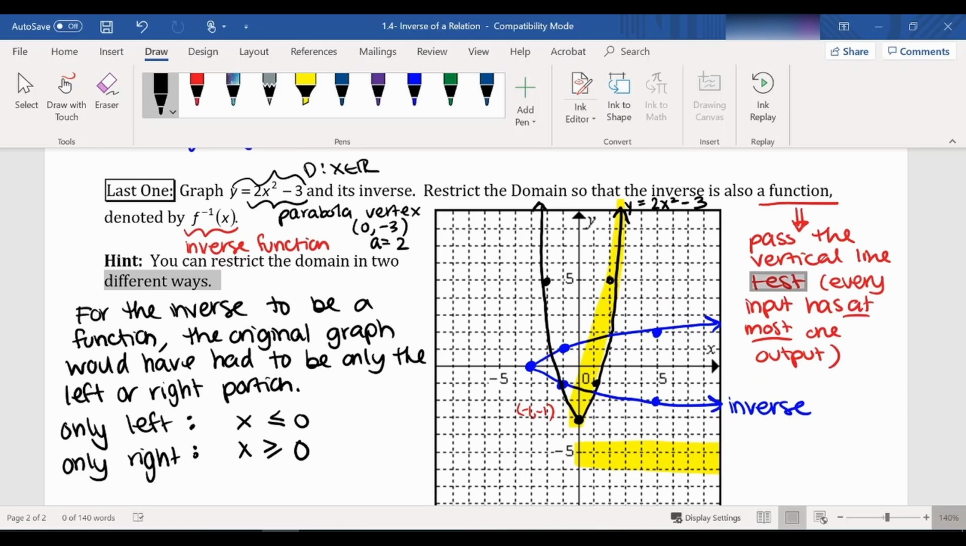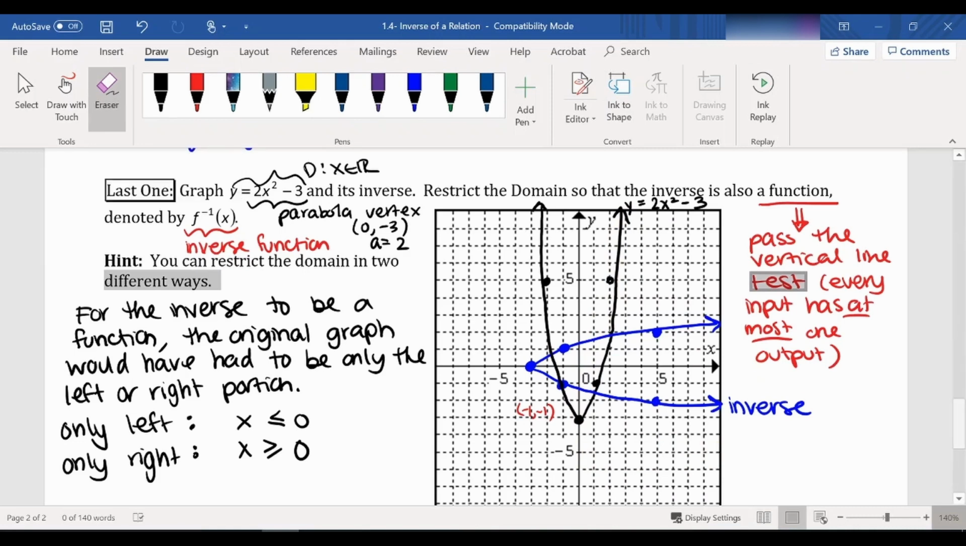So for the inverse to be a function, we could only have the top portion of the blue or the bottom portion of the blue, which would mean we could only have the left portion of the black or the right portion of the black. If we had only the left portion, x would have had to be less than or equal to 0 only. If we had the right portion, x would have had to be greater than or equal to 0 only. That would be the two different ways we could restrict the domain of the original graph so that the inverse becomes a function. Okay.